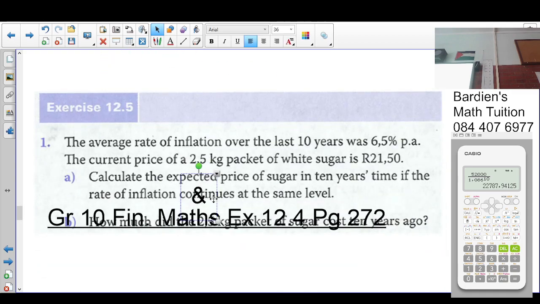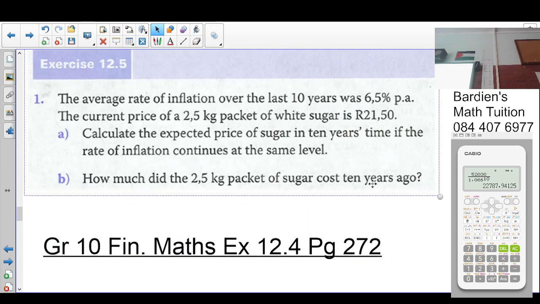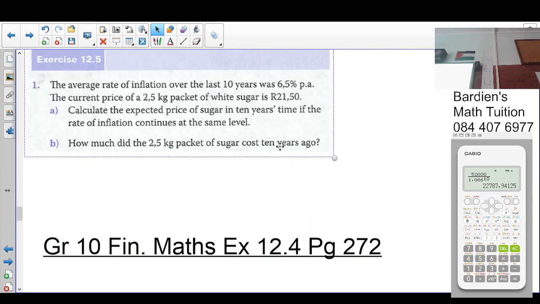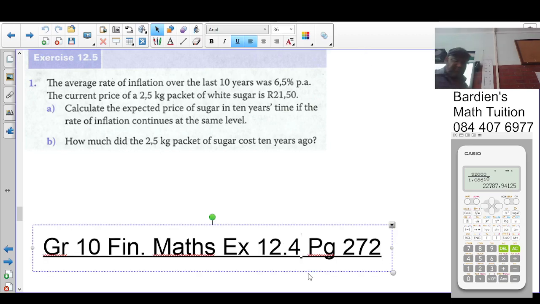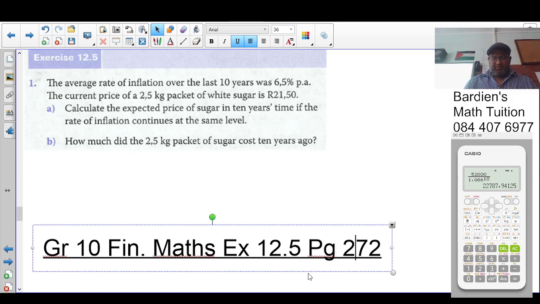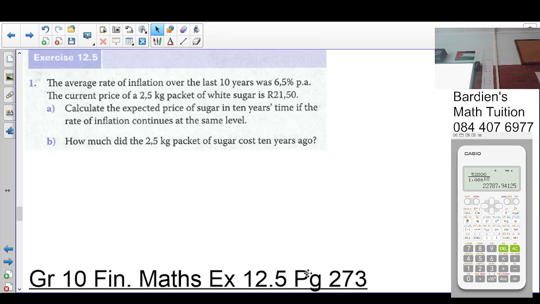Okay, so that basically takes you into, there's no examples for exercise 12.5. So I'm just going to do the odd numbers here because it's still testing on the inflation. Okay. So in exercise 12.5, which is on page 273, homework, I would like you guys to do the even ones. Okay. Just let me know if you don't understand.